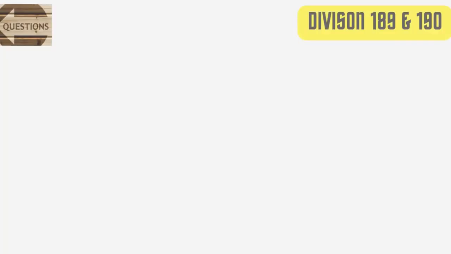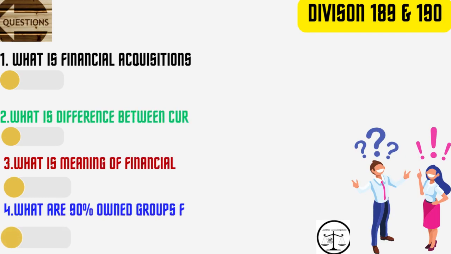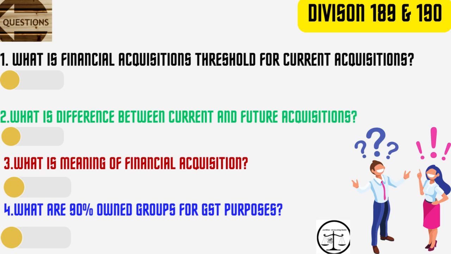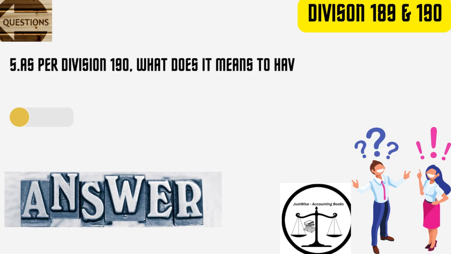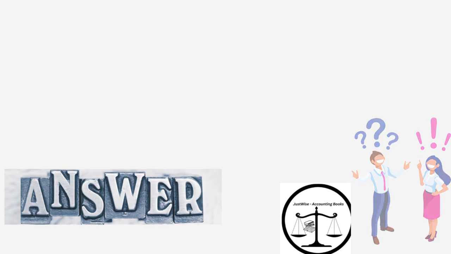Question 1. What is financial acquisitions threshold for current acquisitions? 2. What is difference between current and future acquisitions? 3. What is meaning of financial acquisition? 4. What are 90% owned groups for GST purposes? 5. As per Division 190, what does it mean to have 90% stake in subsidiary company by a holding company?